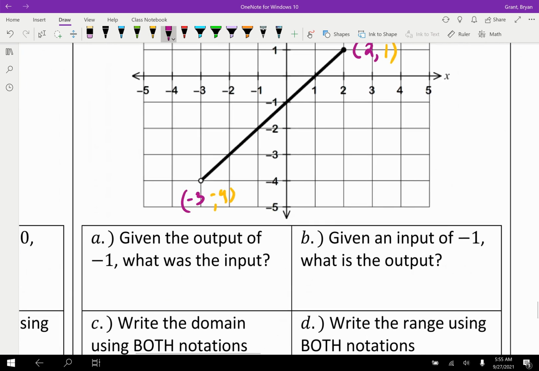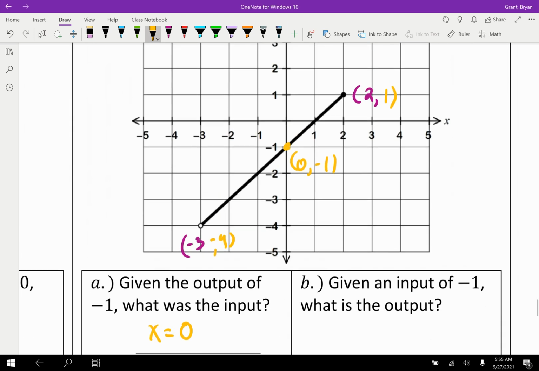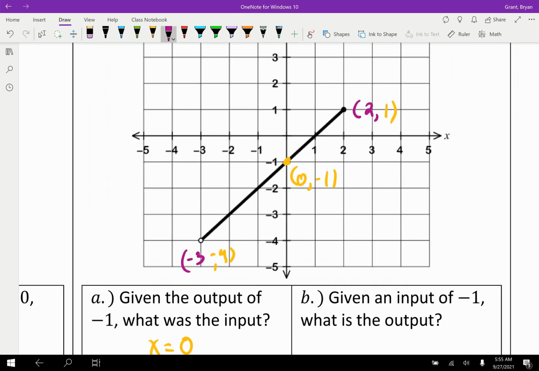Okay. So given an output of negative 1, what was the input? So the output is negative 1. Output is always the y-axis. What was the input? Well, I think to get to this point that's on our graph, our input was 0 to get an output of negative 1. Given an input of negative 1, what was the output? Well, the input's negative 1. The output then is on the graph, looks like negative 2.